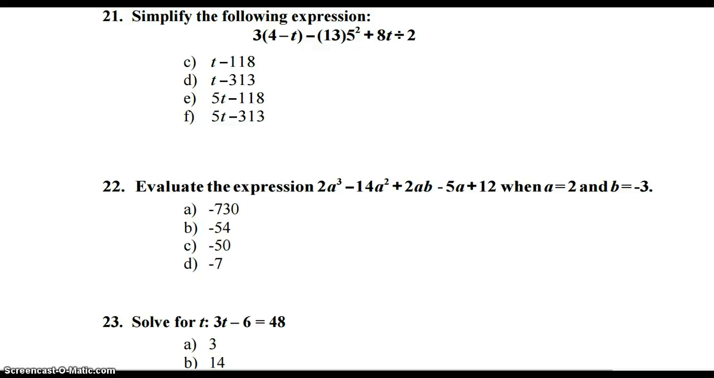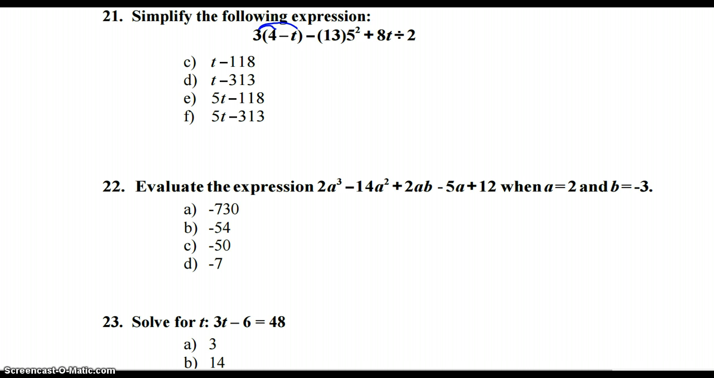Okay, let's check out 21 through 25 on the 7th grade MCA packet. Number 21, we're just asked to simplify the following expression. And we got a few things going on here. I would take care of the distributive property first. So we're going to distribute that 3 to both terms on the inside since we're multiplying.